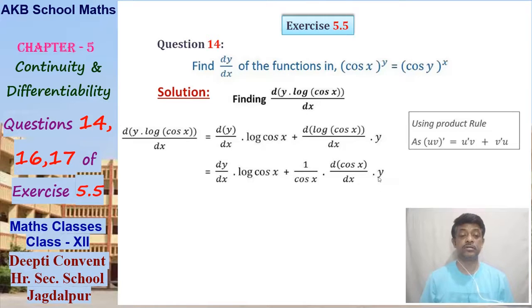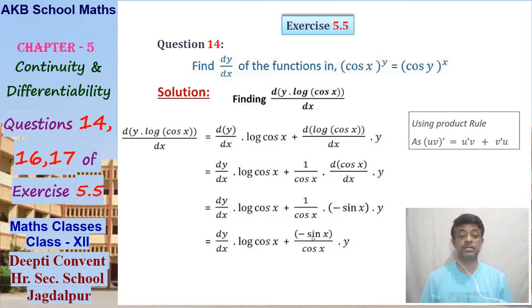y is the first function. So dy by dx log cos x plus 1 by cos x, derivative minus sin x, so minus y sin x by cos x, that is minus sin x by cos x means minus tan x, times y. Clear? So dy by dx log cos x minus y tan x. So this is the left hand side.